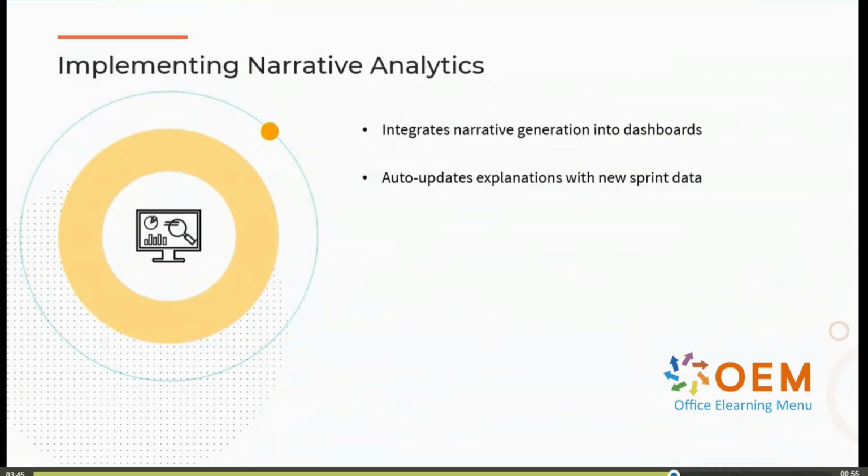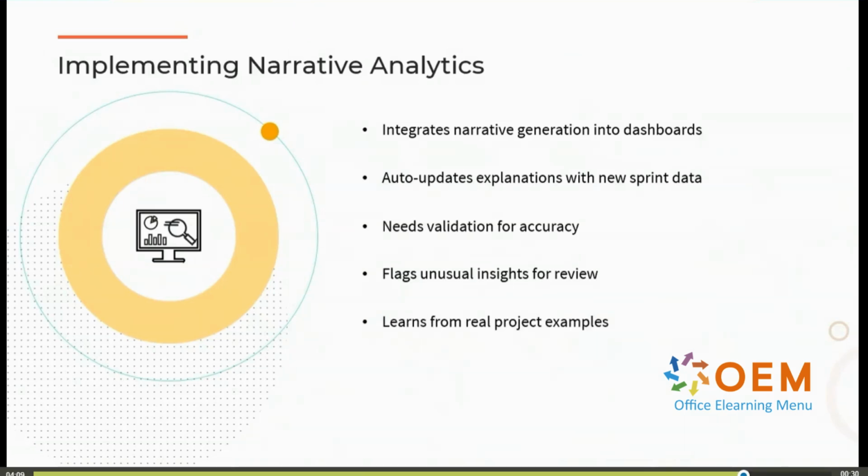However, quality control is still critical. Teams need to review and validate that the generated explanations accurately represent both the data and the specific context of the project. This ensures the narratives remain reliable and meaningful. Validation rules help flag unusual or unclear interpretations for human review. Training the system with high-quality examples improves accuracy and alignment with team language.